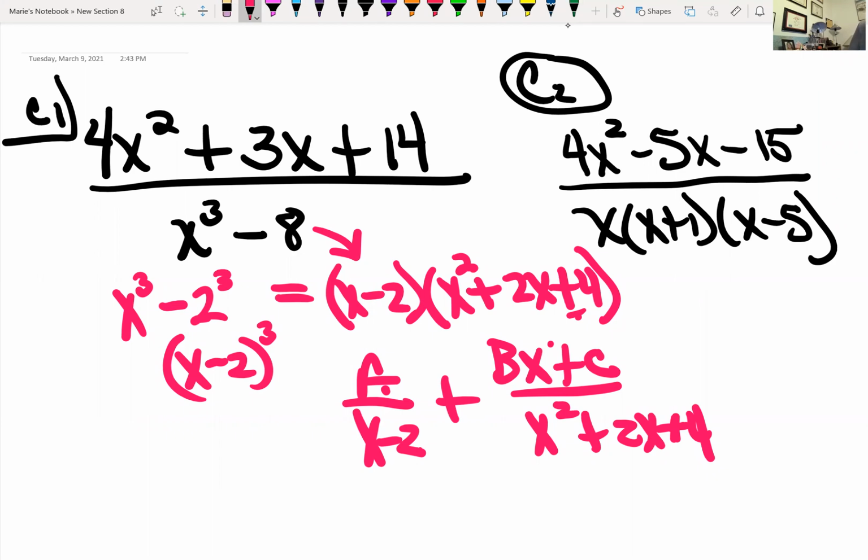And then the other one is 18. And for 18, you have 3 distinct factors. So think of it like A, B, and C.